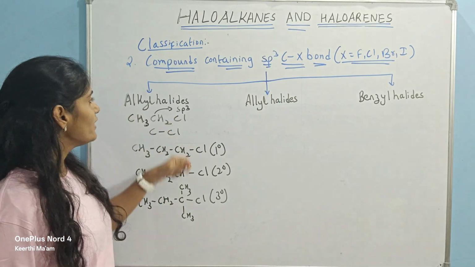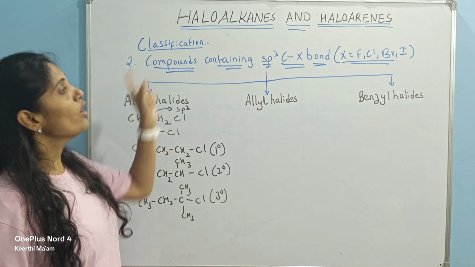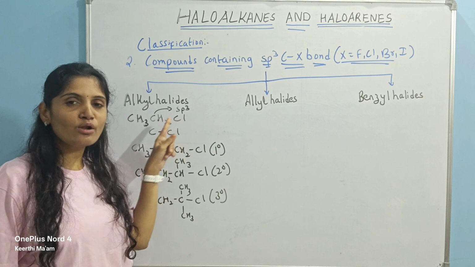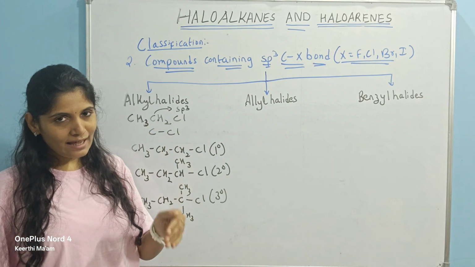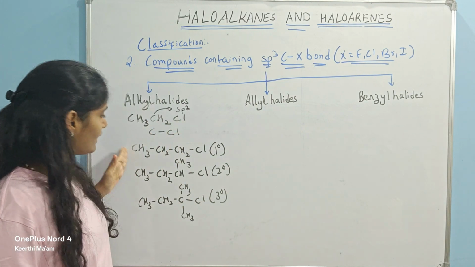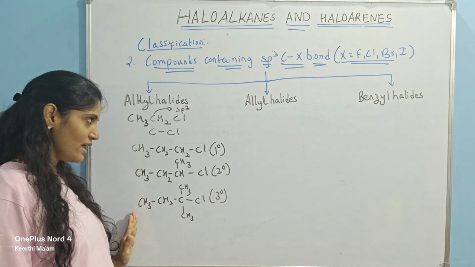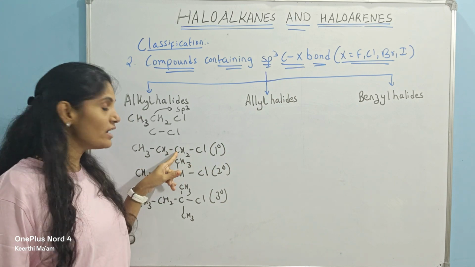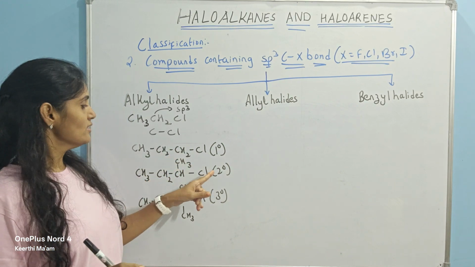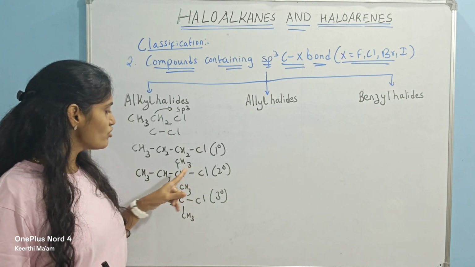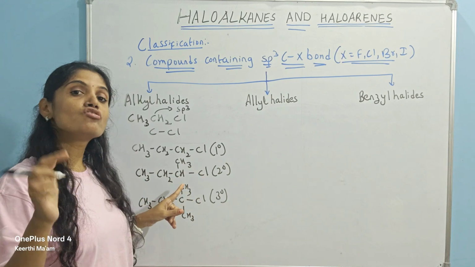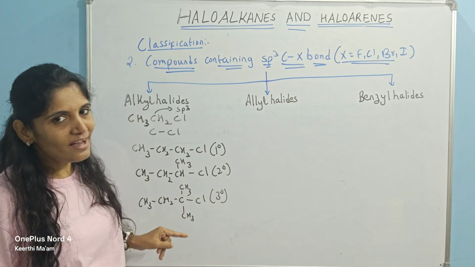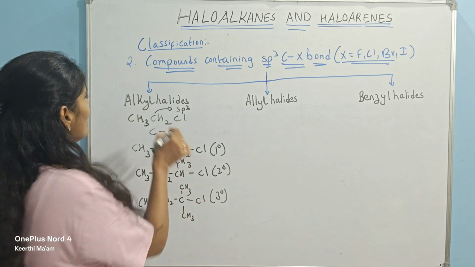Again, alkyl halides fall under the category of sp3 C-X bond. Why? Because here the carbon holding halogen is sp3 hybridized. Alkyl halides I can further classify into primary, secondary and tertiary alkyl halides. In primary alkyl halides, the carbon holding the halogen is further attached to a single carbon atom. In secondary alkyl halides, the carbon attached to halogen is further attached to two carbon atoms. In tertiary, the carbon holding halogen is further attached to three carbon atoms. So this is about your alkyl halides.